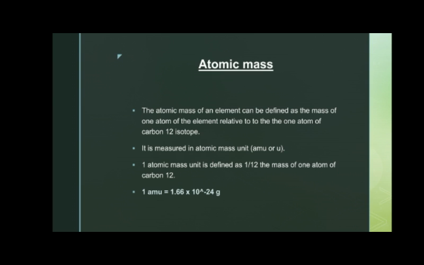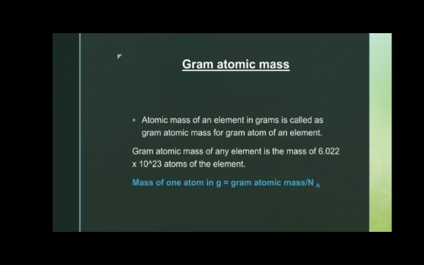Mathematically, we can write 1 AMU, atomic mass unit, is equal to 1.66 multiplied by 10 to the power minus 24 gram. Now, gram atomic mass. The atomic mass of an element in grams is called gram atomic mass or gram atom of an element. Gram atomic mass of any element is the mass of 6.022 multiplied by 10 to the power 23 atoms of the element.